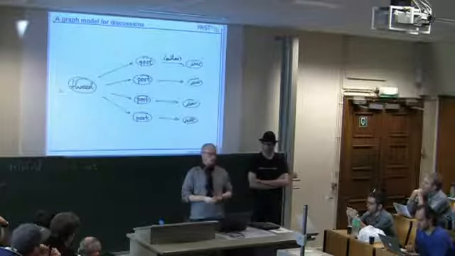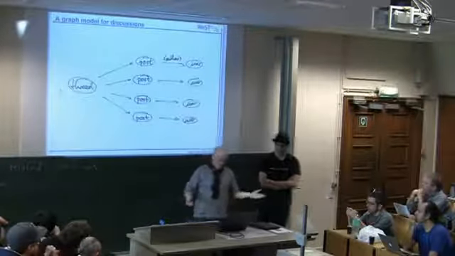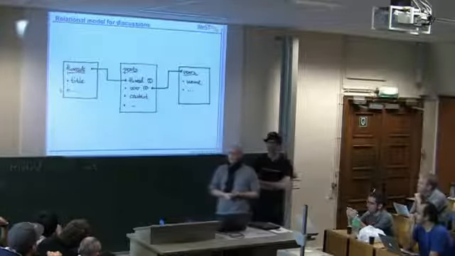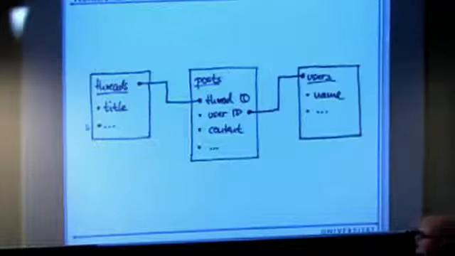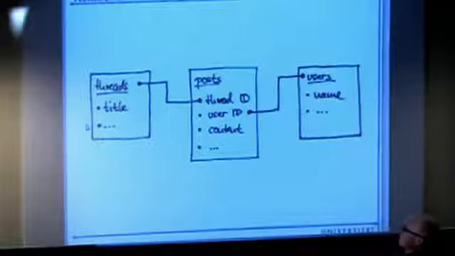So, and then we thought, okay, this is nice, but maybe we can make a benchmark. And we can see, does it really perform well? So we compared it with other models for discussion systems. So this is the traditional one you have. For example, StackOverflow or WordPress does use this kind of relational model.